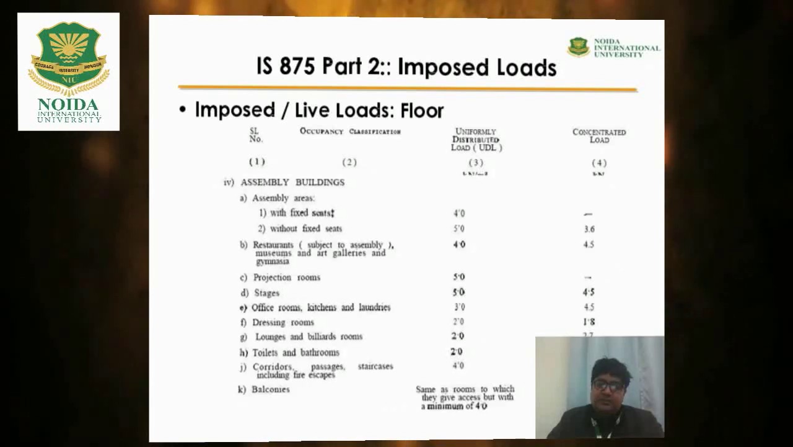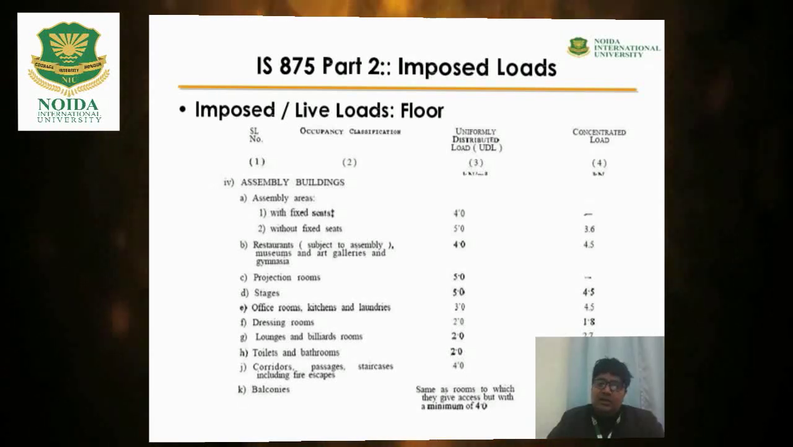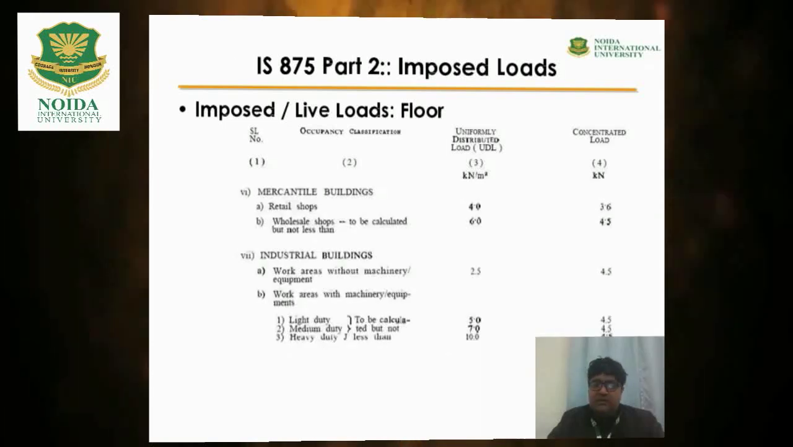Then going further, we have the imposed load of assembly buildings. Take that example, which is also given in the tables, and all the loads are in terms of UDL, with the unit of kilonewton per meter square, like projection, storage, everything. The next one is the mercantile building. It will have retail shops and wholesale shops, having different unit loads and uniformly distributed load, and it always has the concentrated load after multiplying by the length.